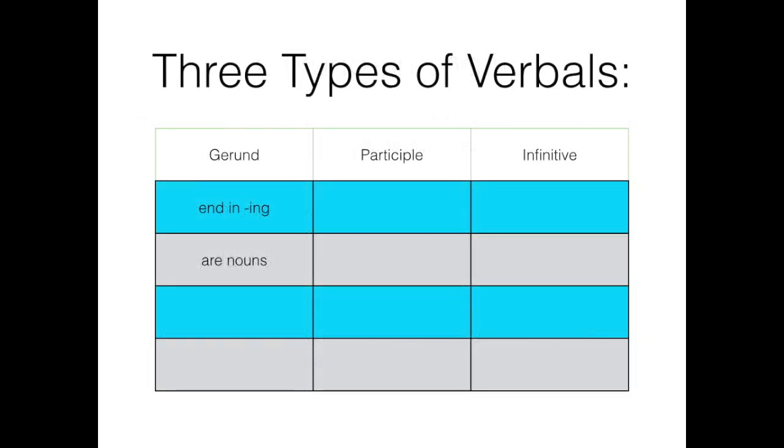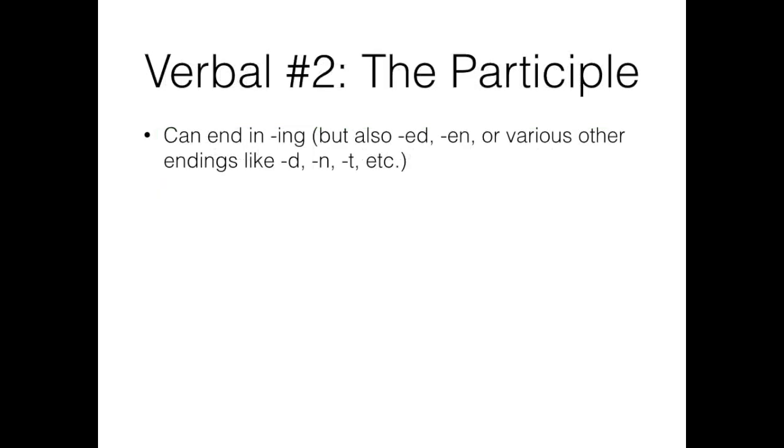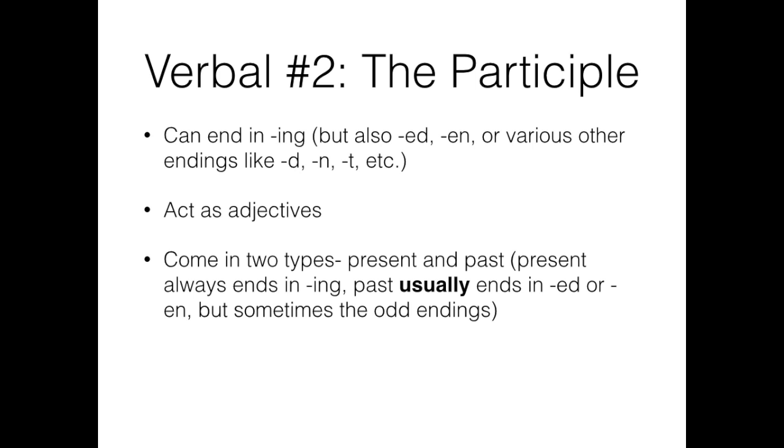The second verbal I want to talk about is the participle. Like gerunds, participles can end in ing, but they can also end in en or ed or d or a number of other irregular endings. Unlike gerunds, participles are not acting as nouns, but instead are acting as adjectives. In English, we have two kinds of participles, present and past. Present participles always end in ing, just like gerunds. Past participles are the ones that can end in ed or en or all their regular ones.